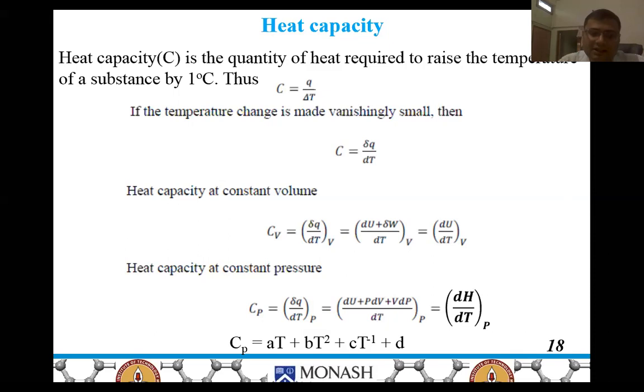And similarly, the heat capacity at constant pressure, Cp, is equal to delta Q upon dT at constant pressure. So this can be represented as dU plus PdV plus VdP upon dT at constant pressure. And at constant pressure, the VdP term will be equal to zero. So this can be represented as dH upon dT at constant pressure. And Cp generally can be represented as A plus BT plus CT squared plus DT raised to power minus 1.